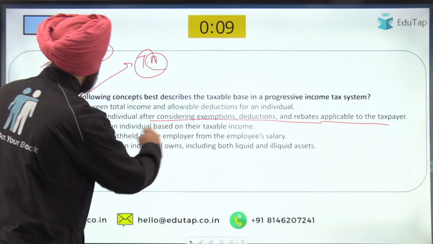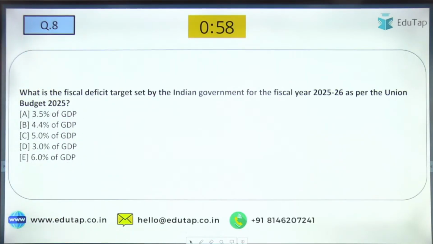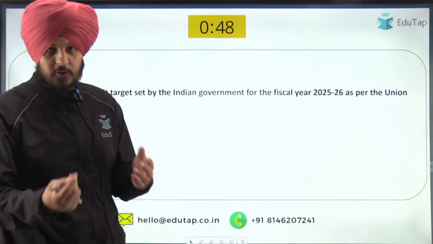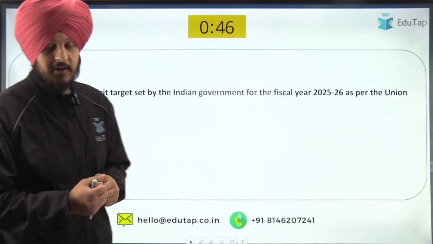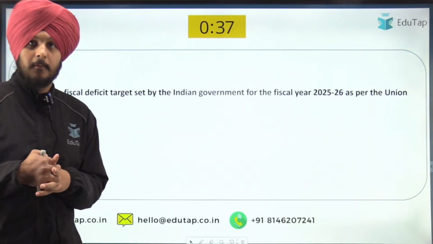Now let us move on to question number 8. What is the fiscal deficit target set by the Indian government for the fiscal year 2025-26 as per Union Budget 25? So this is a current affairs based question. Since fiscal policy and the FRBM Act are part of your syllabus, this question is relevant. So please try to mark your answers. This is a very factual question. If you have read the budget, you should know the answer.